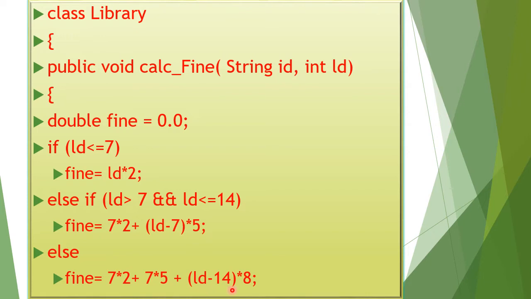What does LD minus 14 represent? LD minus 14 means the number of days exceeding 14. For that exceeding days rupees 8 per day. So the calculation is 7 star 2 plus 7 star 5 plus LD minus 14 star 8. So the fine amount will be stored in the variable fine.